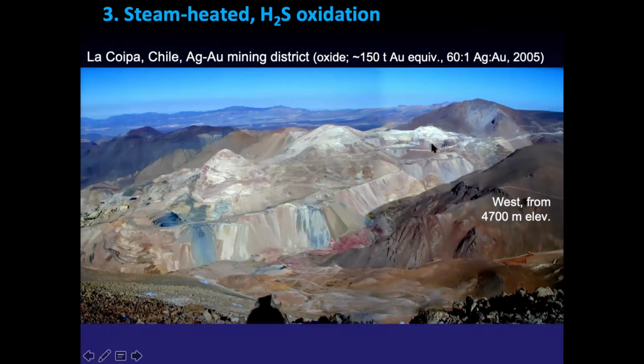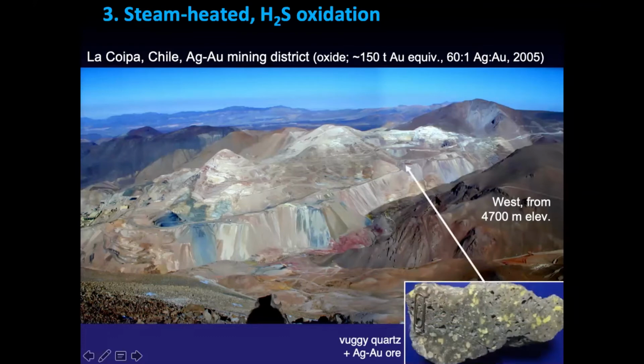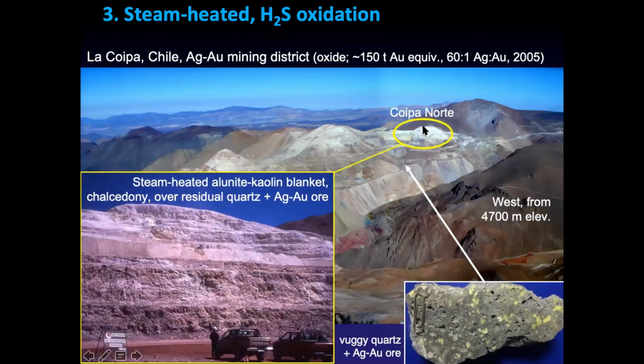So this is residual quartz hosting the gold mineralization at depth. We can see some vuggy texture. There's even some native sulfur left. But over the top of the residual quartz is a steam-heated alunite kaolinite blanket with some chalcedony.